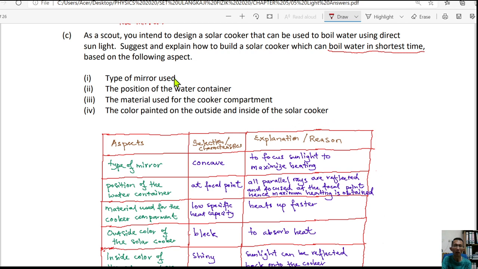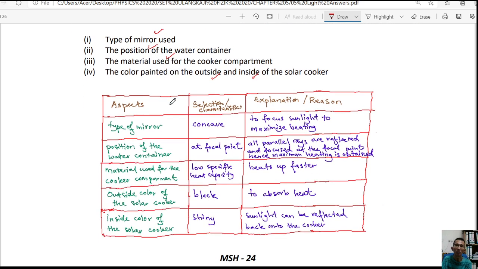So if I look here, I have 1, 2, 3, and then outside 4, inside 5. In fact, for material here, we can have more. So I will just build a table. So the aspects I just follow what is given in the question. You see here type of mirror and then position, material, and then the color outside and the color inside. So these are the aspects to be examined.